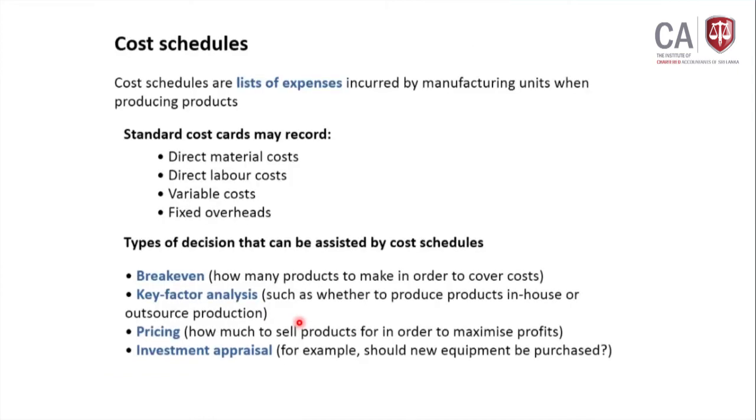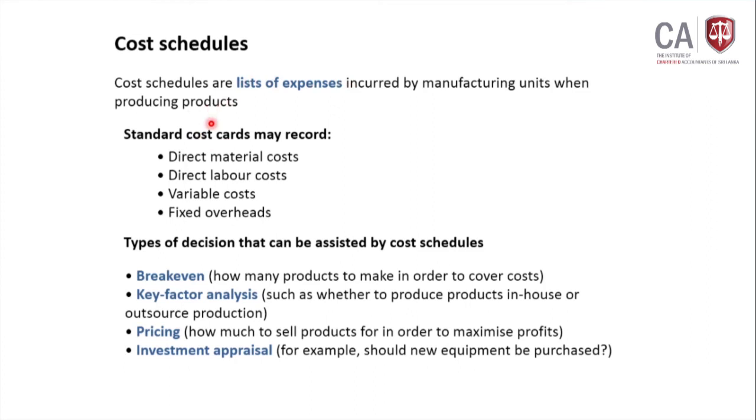So, what are cost schedules? Cost schedules are lists of expenses. So, there are lists of expenses incurred by manufacturing units when producing the products. When the factory people are producing the products required by the management or the customer, there is a list of expenses. So there can be a cost card, a standard cost card.